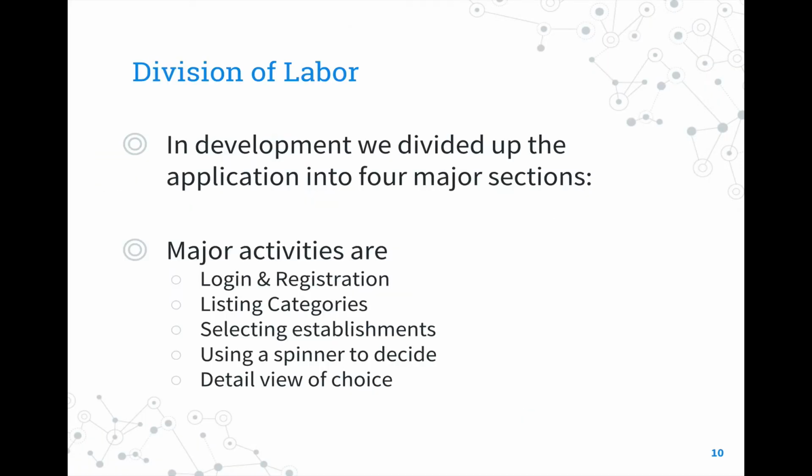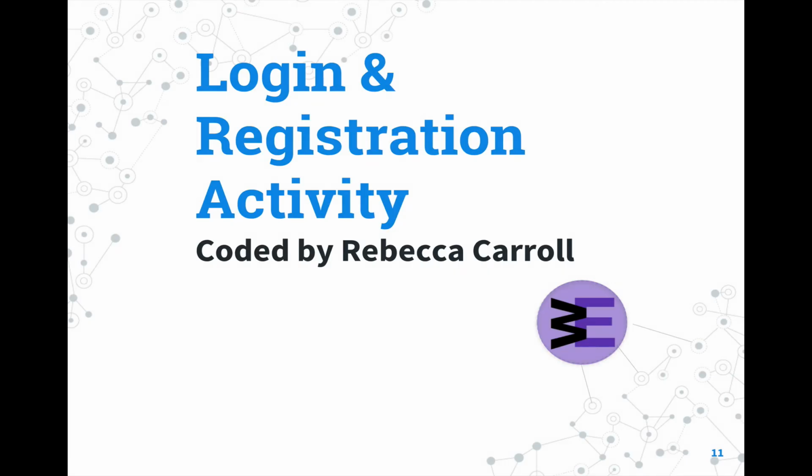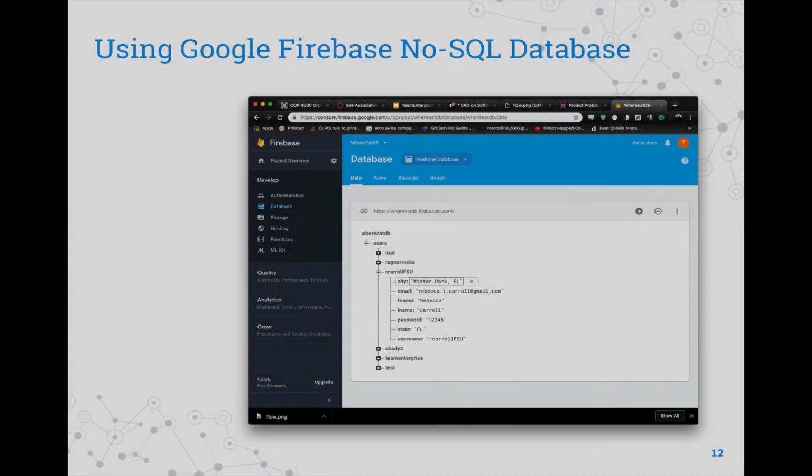For the division of labor, we divided up into 4 major sections that included login and registration, listing categories and selecting establishments, the spinner to actually decide, and the detail view. The listing, the selection and the spinners were both done by one person, so that's why you see 5 elements instead of 4. For my activity, I did the login and registration activity.